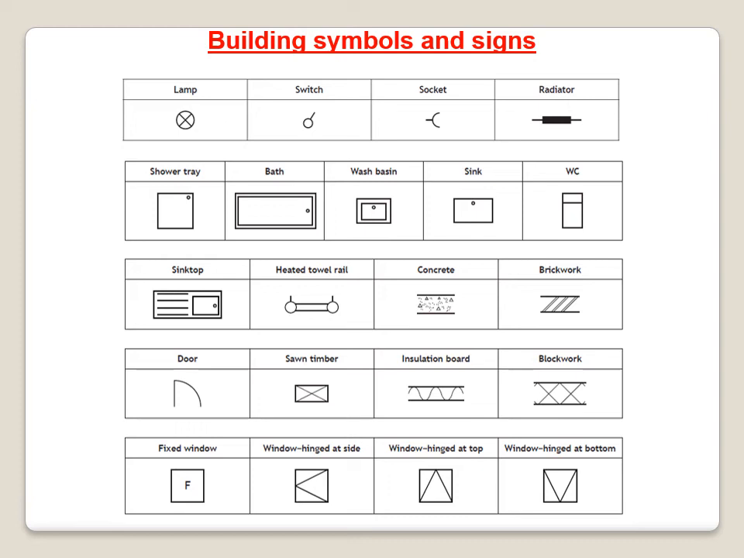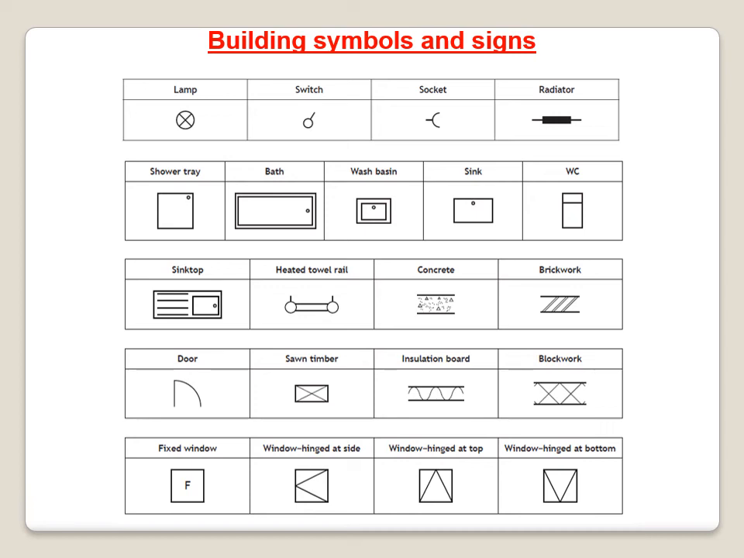Concrete and brickwork, these are 2 of the symbols that you'd maybe expect to see in a section. Concrete being maybe the foundation making up the house, the brickwork obviously being the external brickwork of the house. The door you would expect to see in a floor plan. The sawn timber you may expect to see in a section. Similarly with the insulation board and the blockwork. Blockwork being different from brickwork. Blockwork tends to be that sort of lighter type of brick which is in the inside leaf of a house.